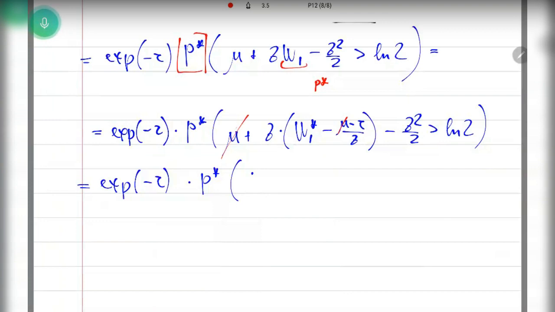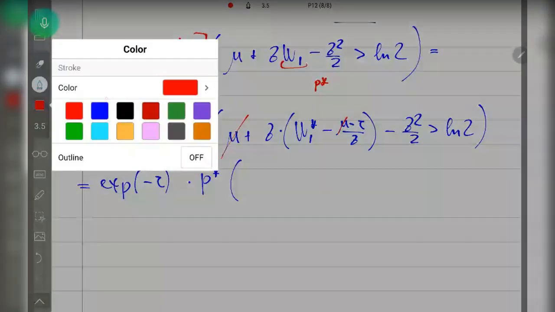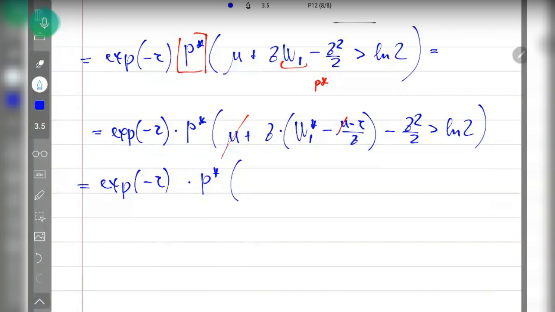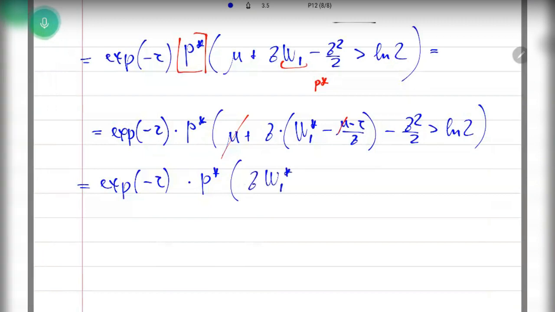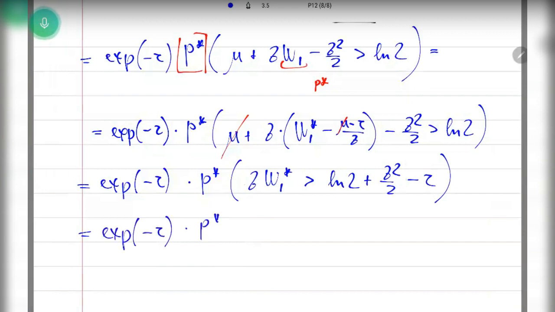I will divide. What will I have? Sigma W1 star is bigger than log 2 plus sigma squared over 2. What do I have more? I have minus R, yeah? So I have exponent minus R times the probability star that W1 star is bigger than log 2 plus sigma squared over 2 minus R over sigma.